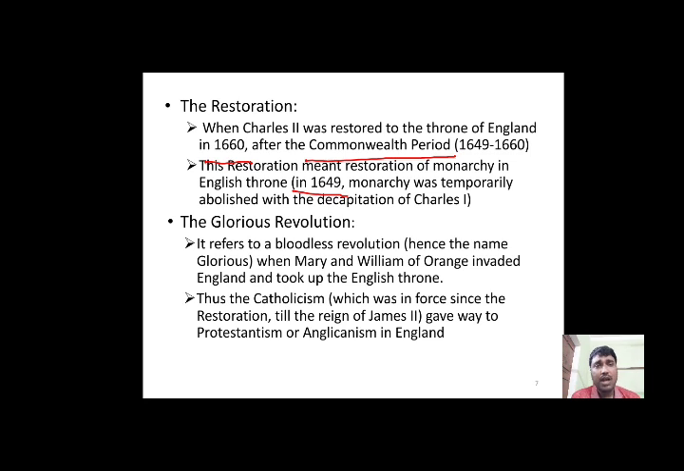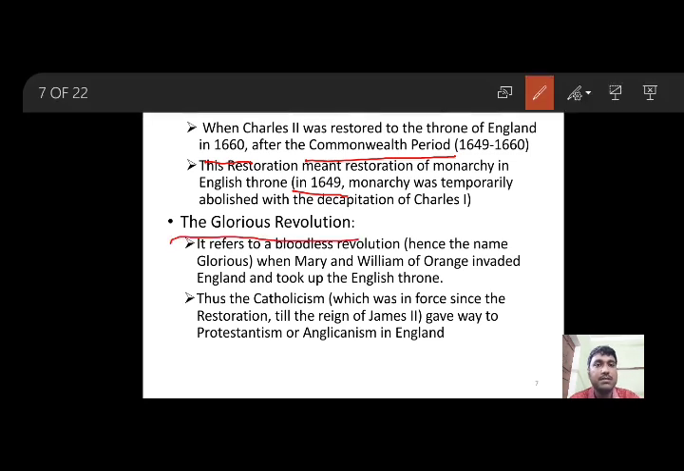Now, this continued until 1685, because in 1685, the power from Charles II went to James II. So monarchical rule continued until the Glorious Revolution took place. Now, the Glorious Revolution took place in 1688.